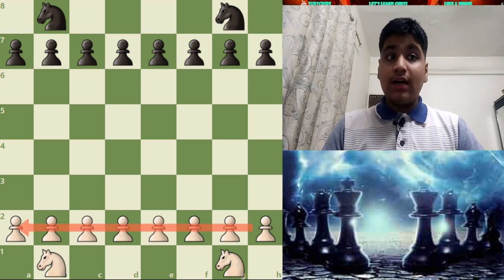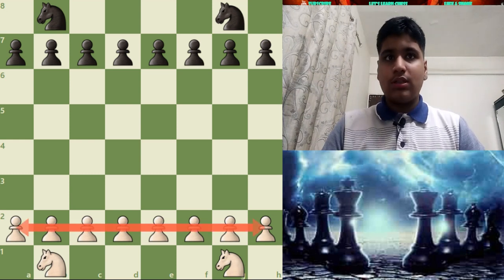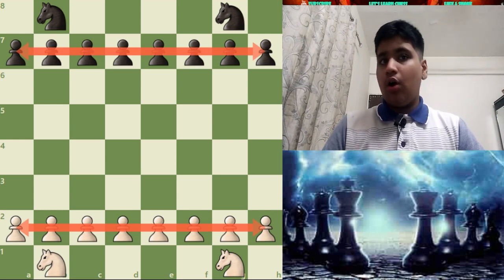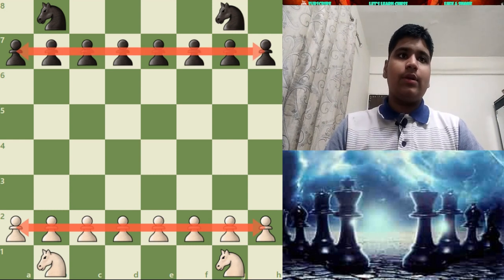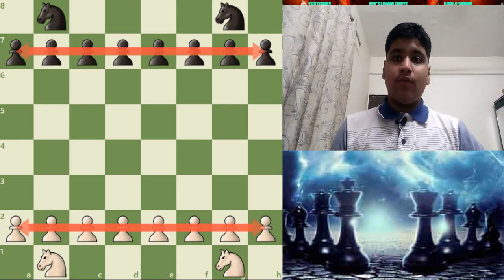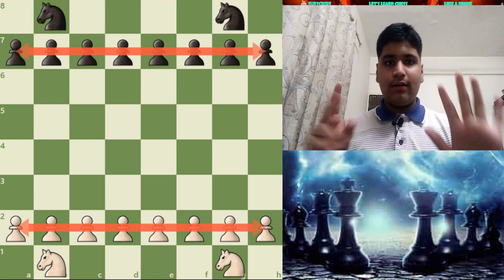So for pawns, I did not tell you where pawns are placed. White pawns are placed on the second rank, all the 8 pawns, and black pawns are placed on the seventh rank. White for the second rank and black for the seventh rank.